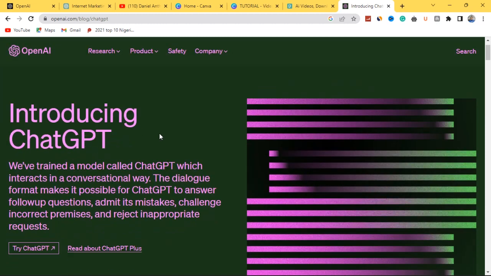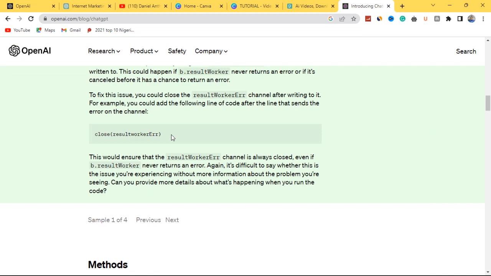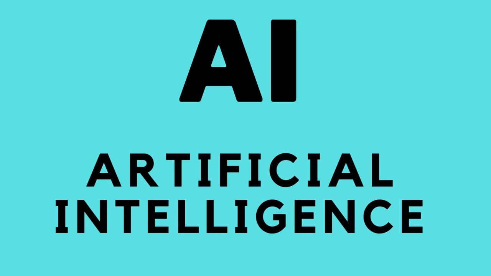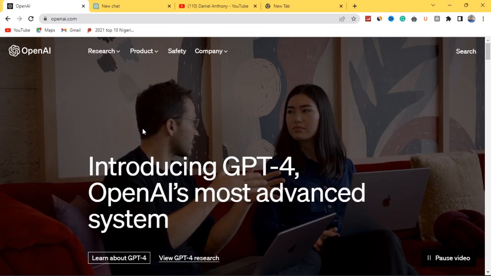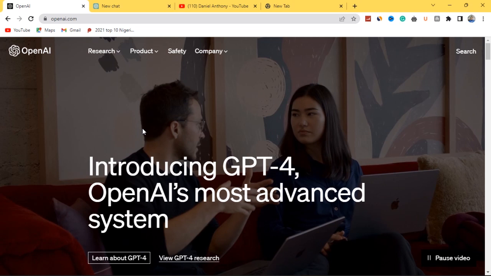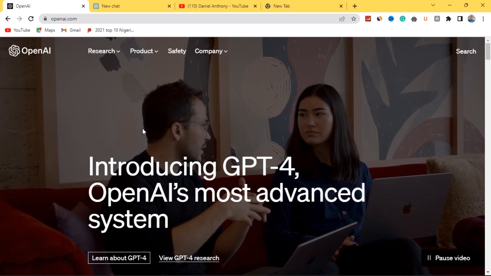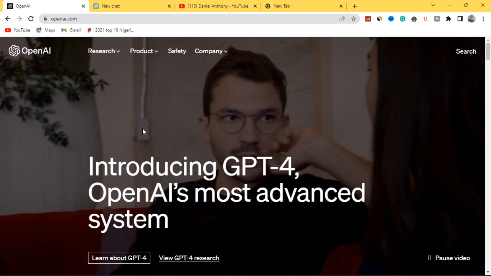So without much of our time, what exactly is AI? AI means artificial intelligence. This is when humans teach the computer how to do tasks like humans, like writing, content creation, drawing, solving complex problems, or even coding and programs. So this is what AI actually means.